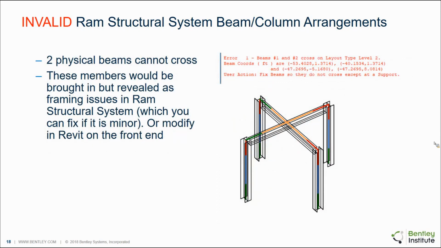Again, this is another instance of Revit being a freeform modeler, so you have two physical beams crossing each other. In RAM Structural System, that doesn't work, and it's telling you to fix these beams. So you want to correct these up front in Revit by splitting that beam into two.